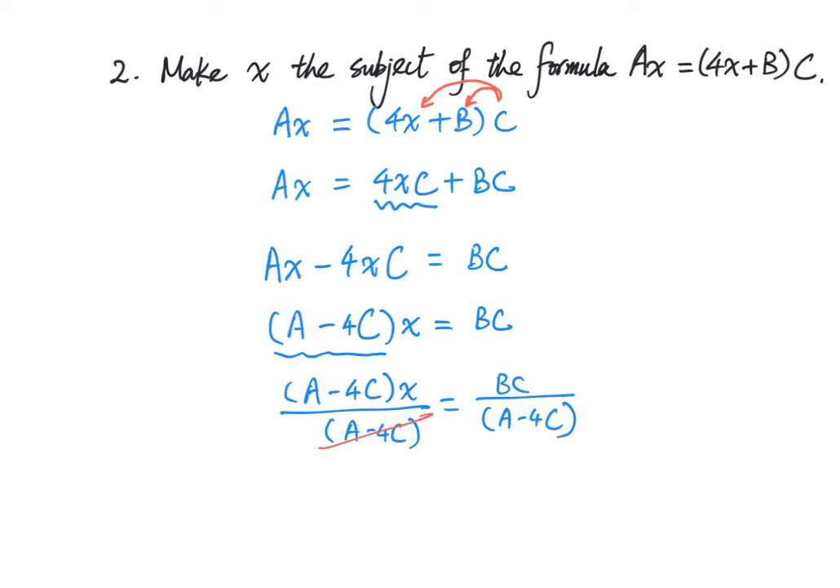So a minus 4c can be cancelled on the left hand side, so x is left, and on the right, which is bc over a minus 4c. That's it. x is the subject now.